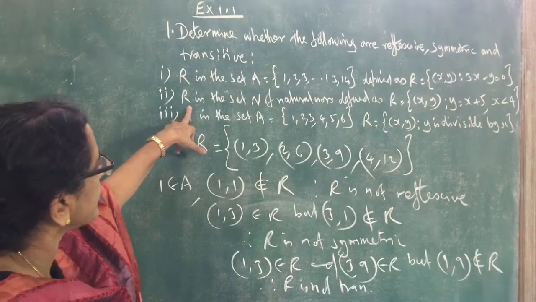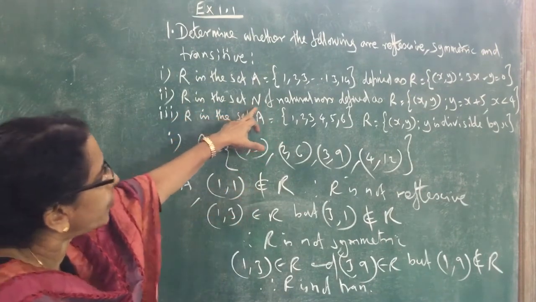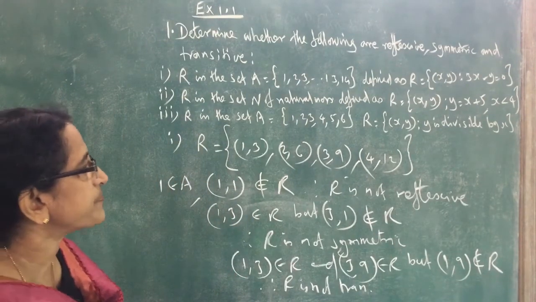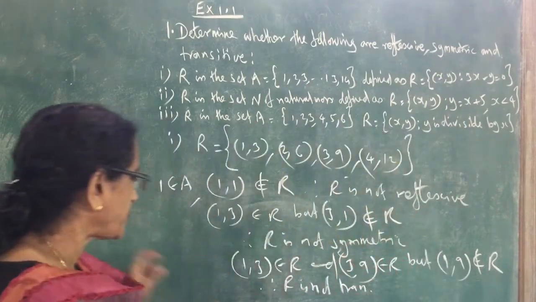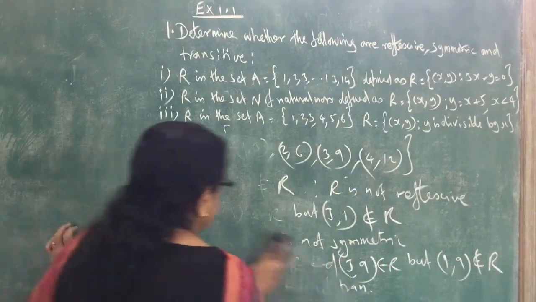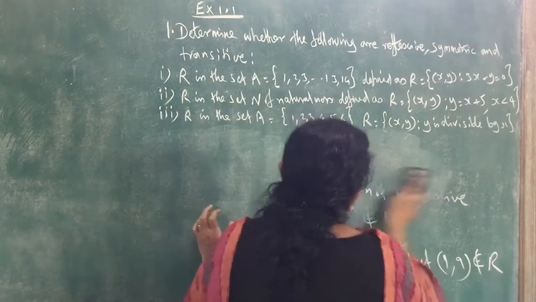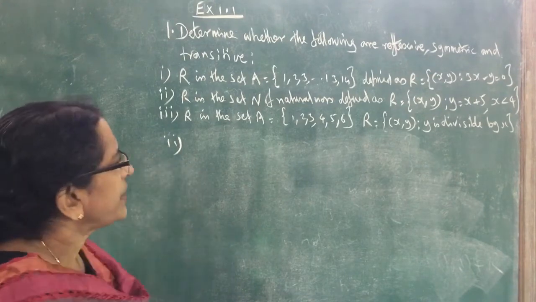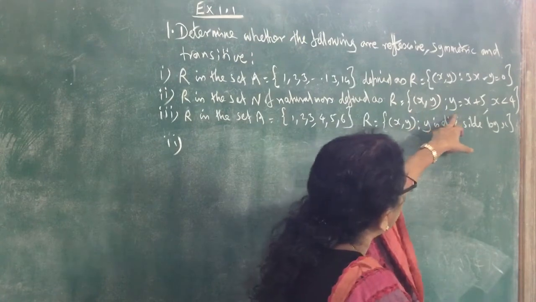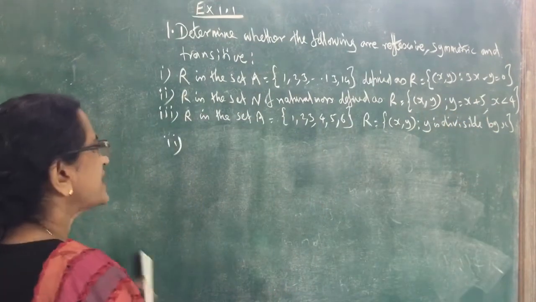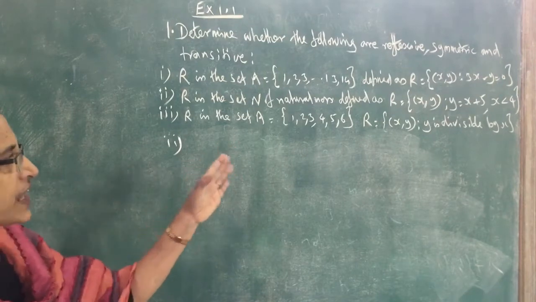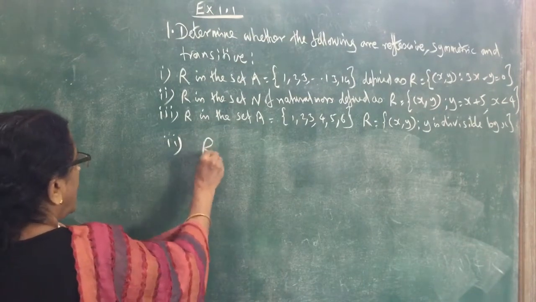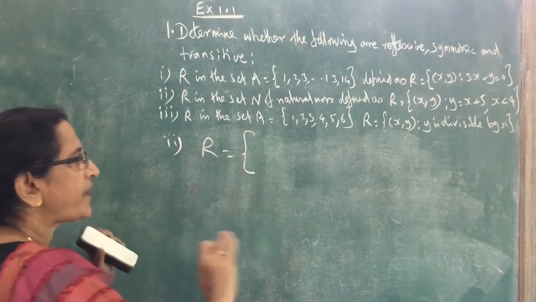Now see the second question. Relation R defined in the set N of natural numbers is defined as R equal to the set of all ordered pairs (x, y) such that y equal to x plus 5 and x less than 4. Here only a few elements are there in the relation, so it is easy to write the elements of the relation. So we can write the relation R in the roster form. So write all the elements of the relation.